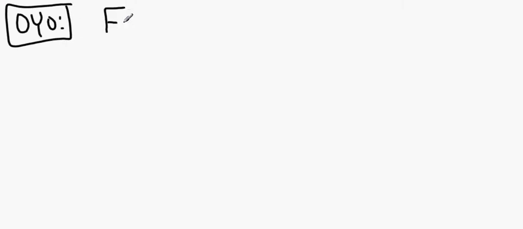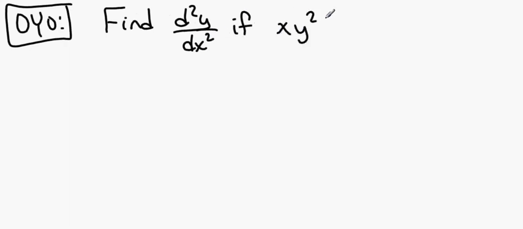Okay, so I'll throw in one more just for good measure. Sort of an on your own, though. I want to find the second derivative if xy squared plus y minus 2 is 0. The second derivative. So hit the pause button.